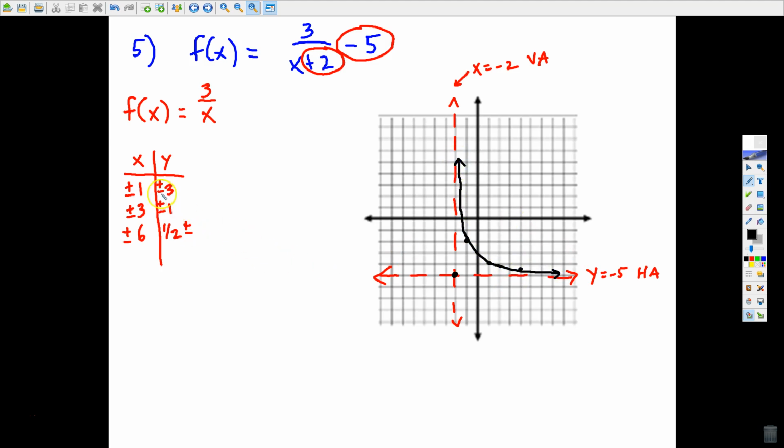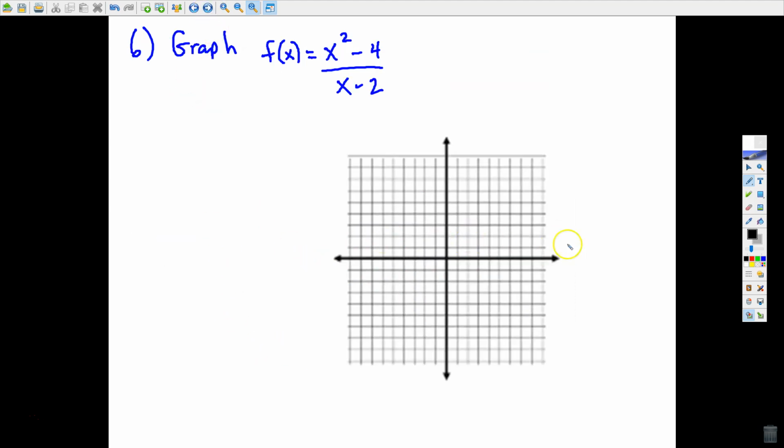And don't forget, we got to do the negative side. So -1, -3, -3, -1, and -6, -1/2. And that becomes the other branch. And that is your final answer. We've indicated vertical and horizontal asymptotes, and that is our answer for number 5.